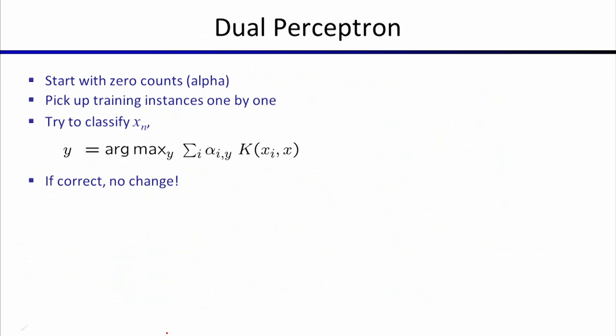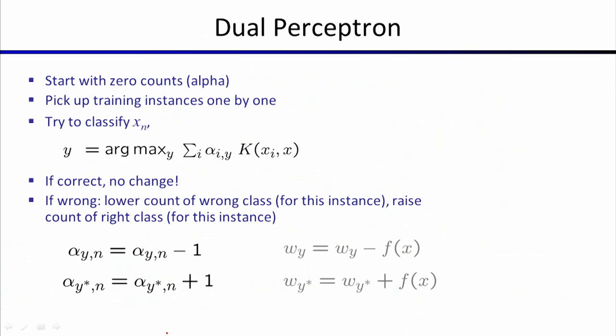What do you think we do if we make a mistake? We can't change the weights anymore. What can we do? All we've got is these alphas. We can write down that we made a mistake. So in some sense, this is a simpler update than it used to be. We used to say, oh, you predicted y. You were supposed to predict y star, so you were bad. Take your weight vector for y and subtract off this feature vector, take your weight vector for y star and add on this feature vector.